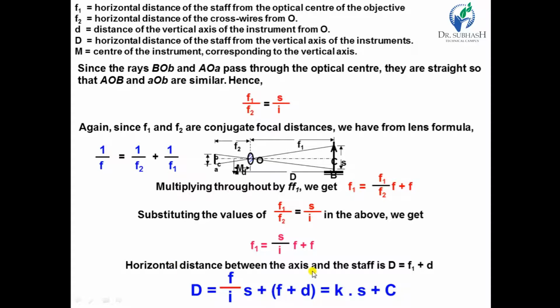The horizontal distance between the axis and the staff is D is equal to F1 plus d. Here small d is the distance from the center of the objective to our staff. After putting the value of F1 into this equation, we get the formula for the distance when the instrument is horizontal and the staff is perpendicular to our line of sight.